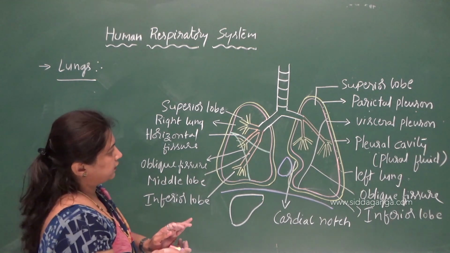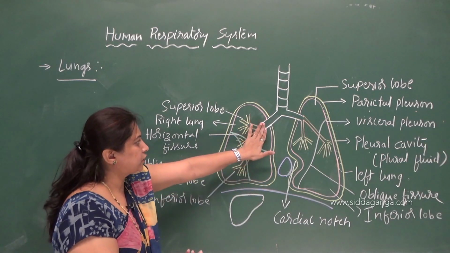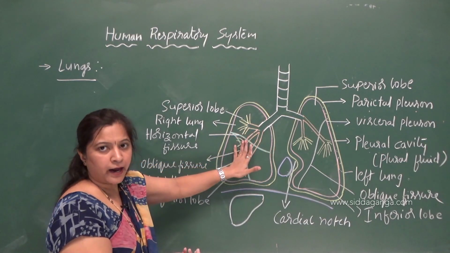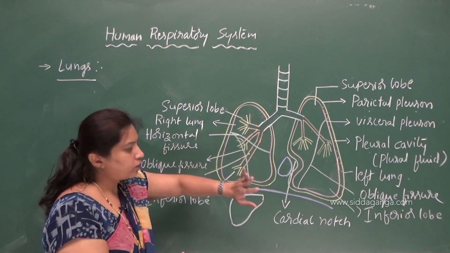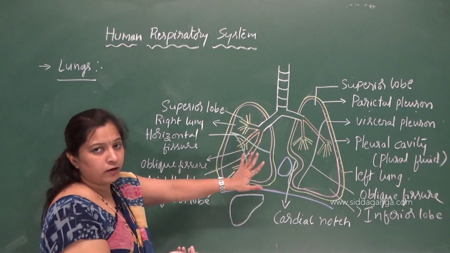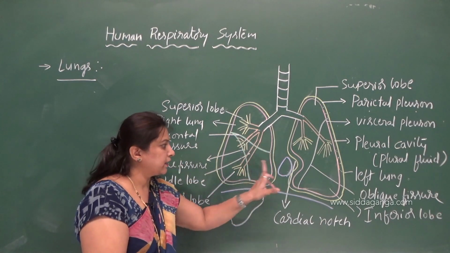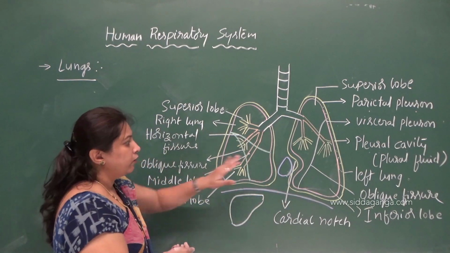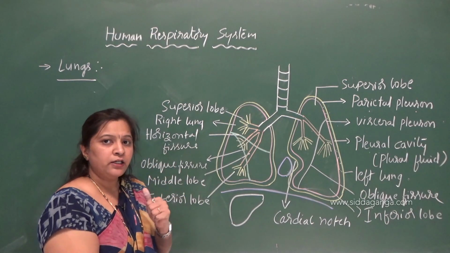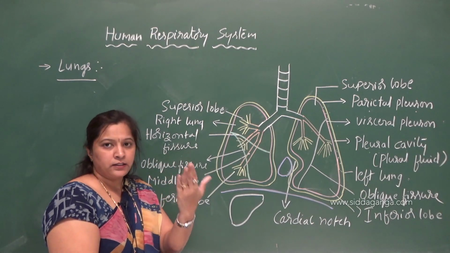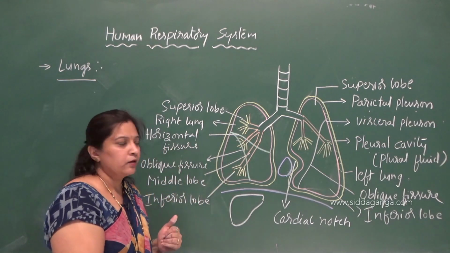Understood? And inside the lungs what are present? The branches of bronchi and the bronchioles, which finally end up in alveoli. Okay, so this is about the lungs. How many lungs are present in human beings? 2. One is the right lung and another one is the left lung. They are located in the thoracic cavity. The thoracic cavity is formed by the sternum, vertebral column, ribs and diaphragm.